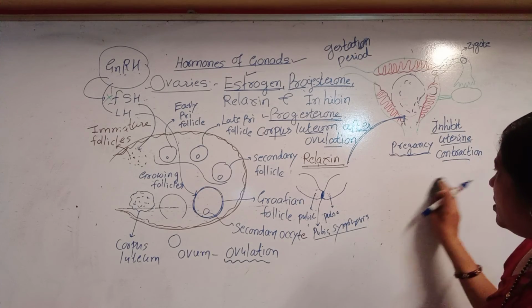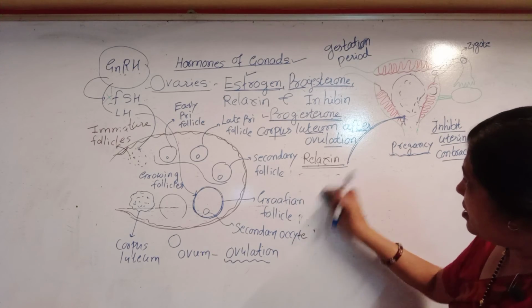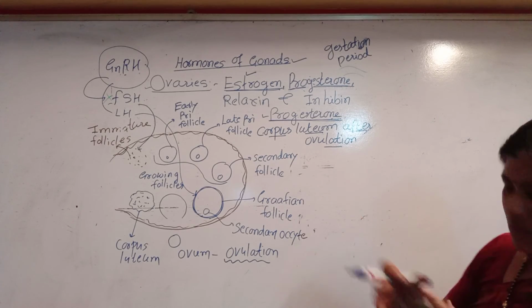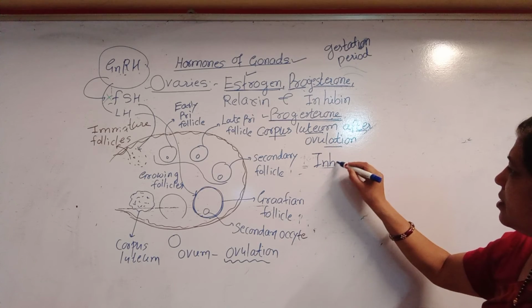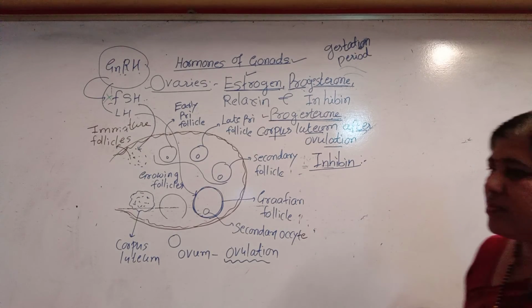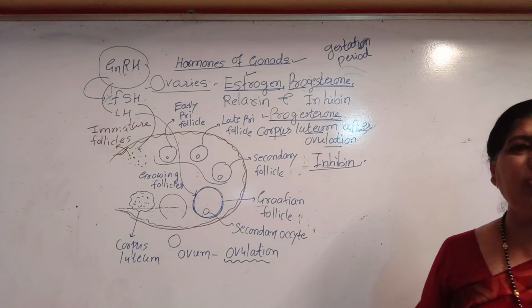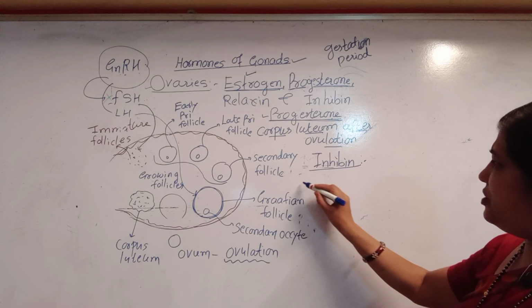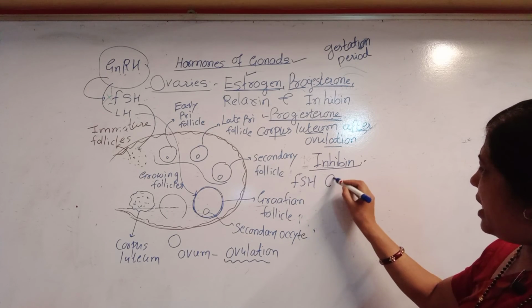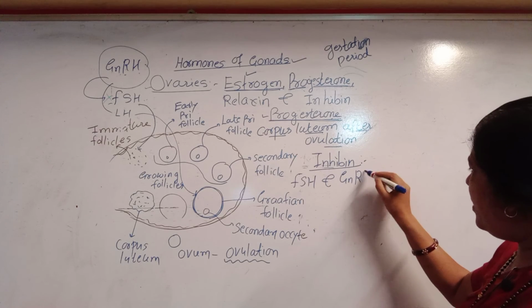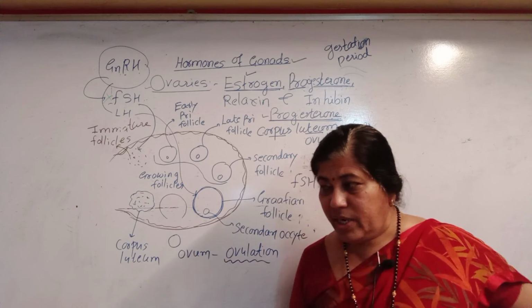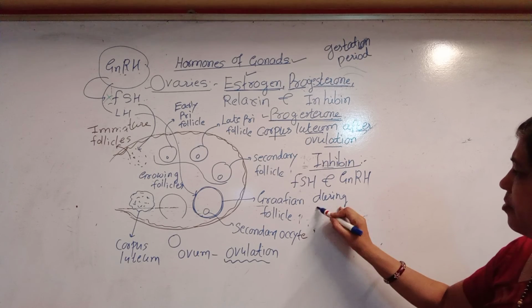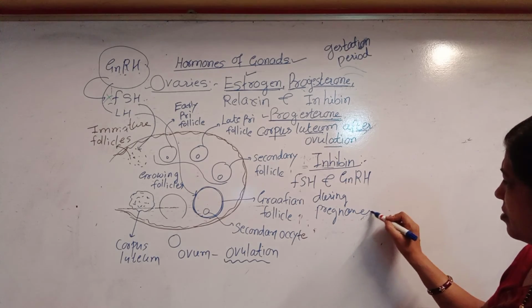And the last hormone is inhibin. This hormone is also secreted by the corpus luteum, and it inhibits the secretion of FSH and GnRH during pregnancy.